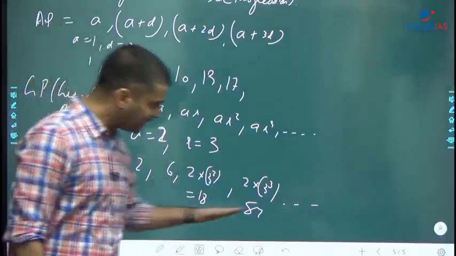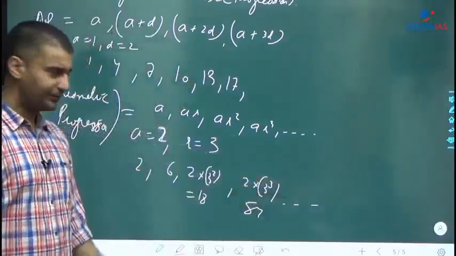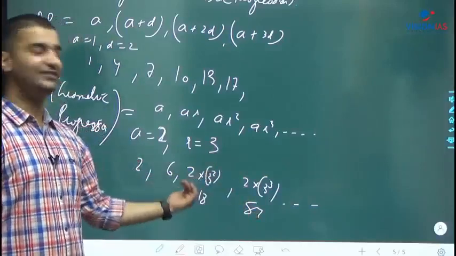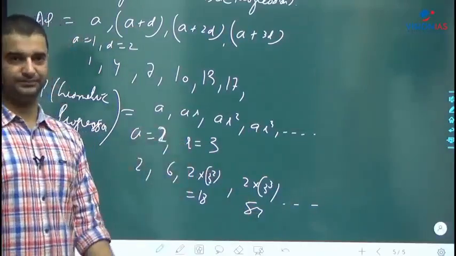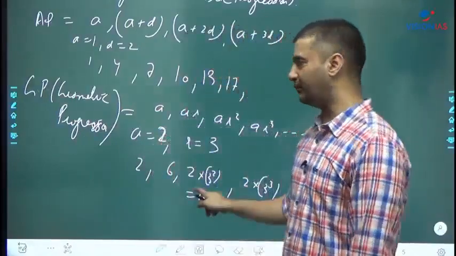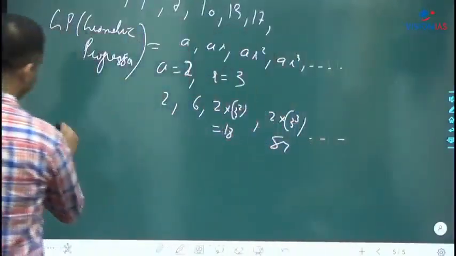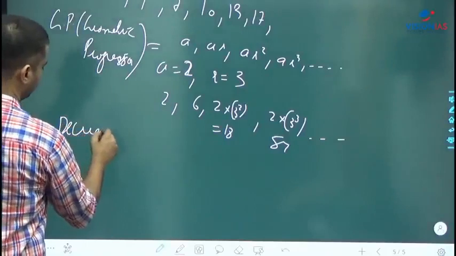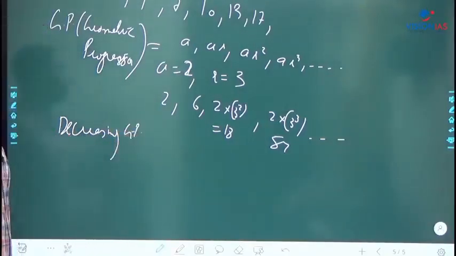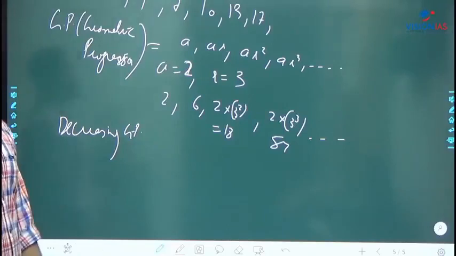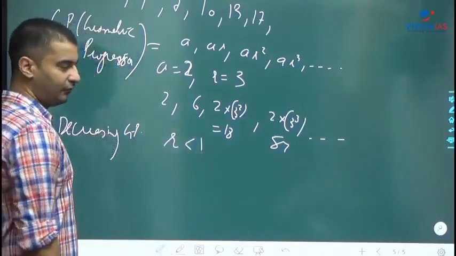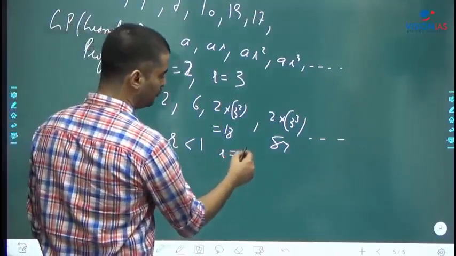इस तरीके से सारी terms जाती जा रही हैं आगे. So every subsequent term is a multiple of the previous term. This is called geometric progression. There is a special type of geometric progression which is called a decreasing GP. Decreasing geometric progression is when r is less than 1. For example, r is equal to 1 upon 3.